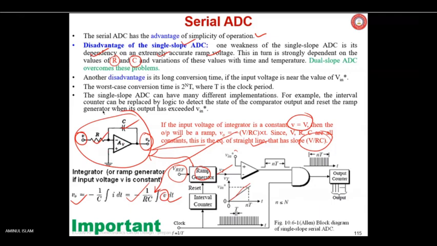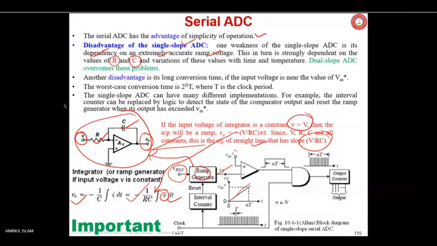So with this, we understand how the ramp is generated, and the disadvantage we understand is that the output ramp voltage of this ramp generator is dependent on R and C, and we know that R value and C value, especially R value, will vary if temperature varies. So it is a problem.